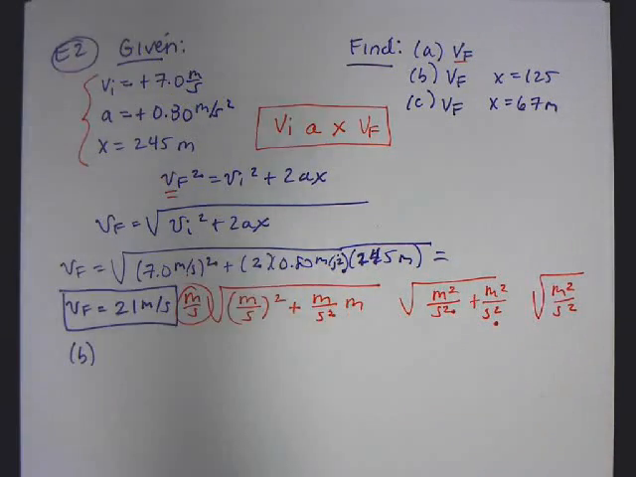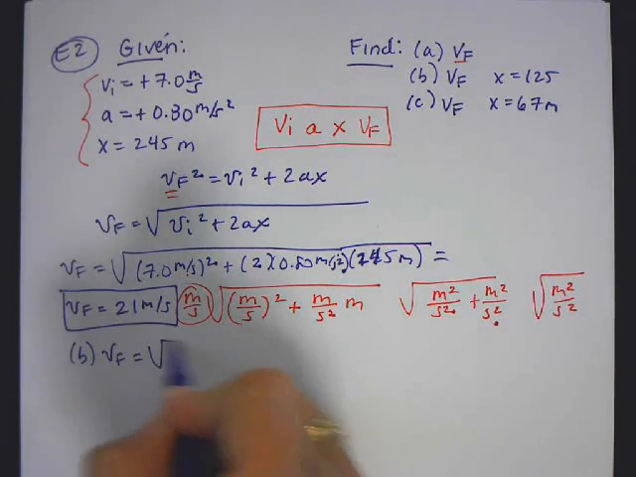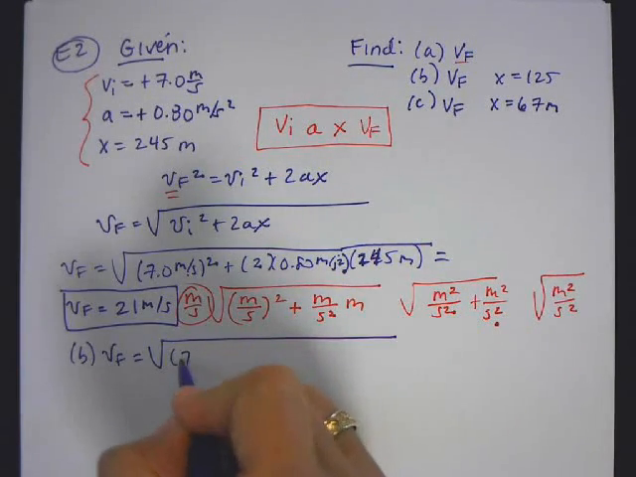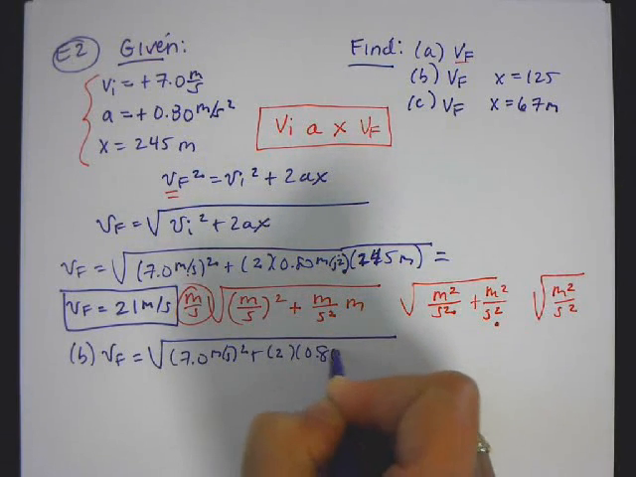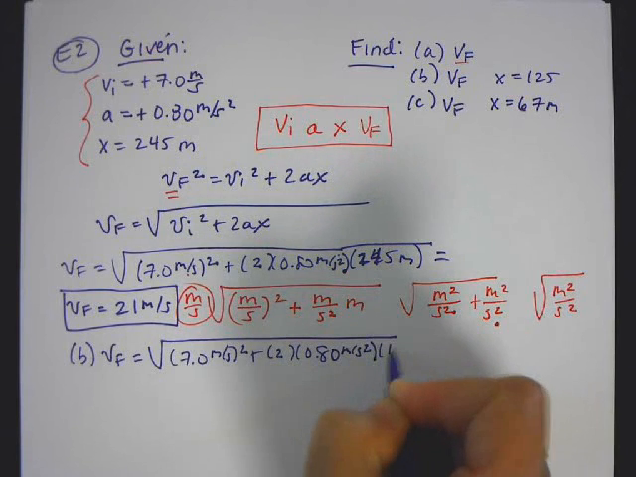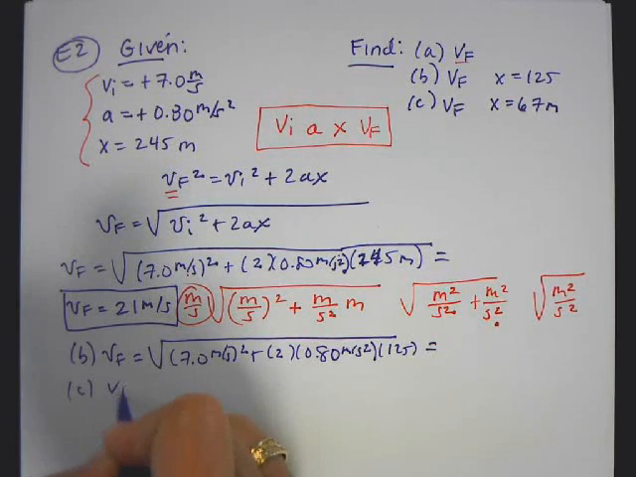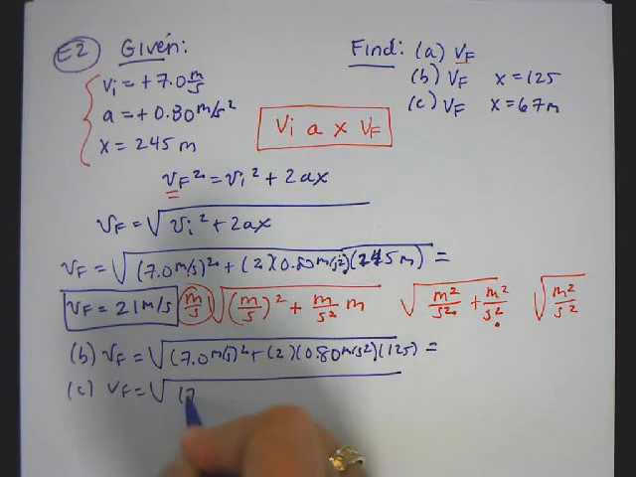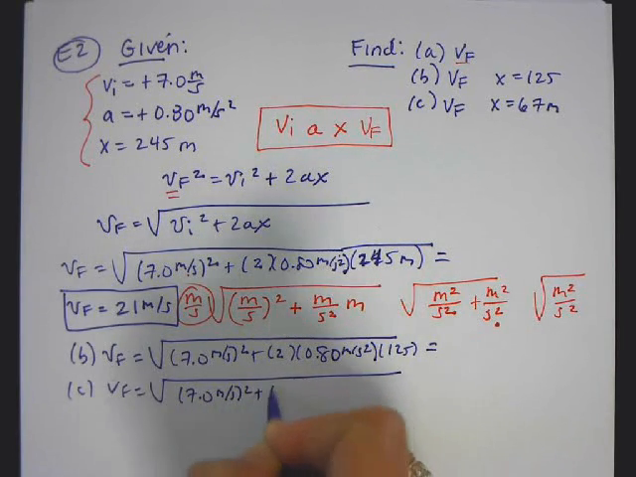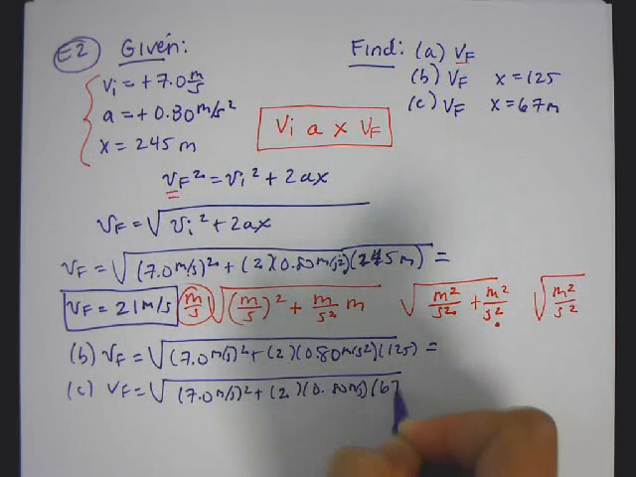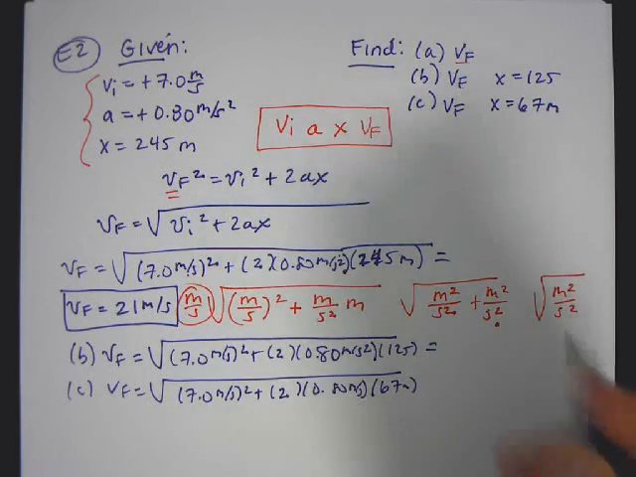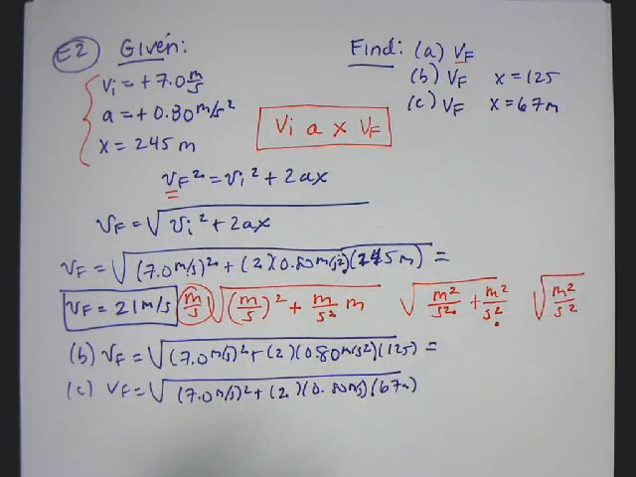Now, for part B, I wouldn't even bother writing all this stuff again. I know I'm using the same equation, so I would just write VF is equal to the square root of 7 squared plus 2 times 0.8 times 125, and then for C, I would do the same thing. You still need to write it out, because every time you write it, it's going to help you for the test. And then times 67. And you can do those on your calculator later. I don't have to sit here and do that for you. And don't forget, you have the answers to check on your worksheet.